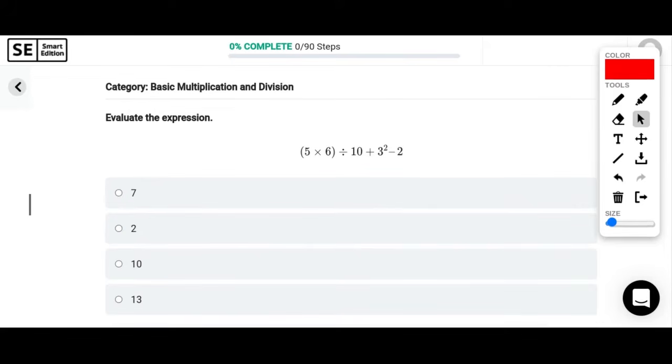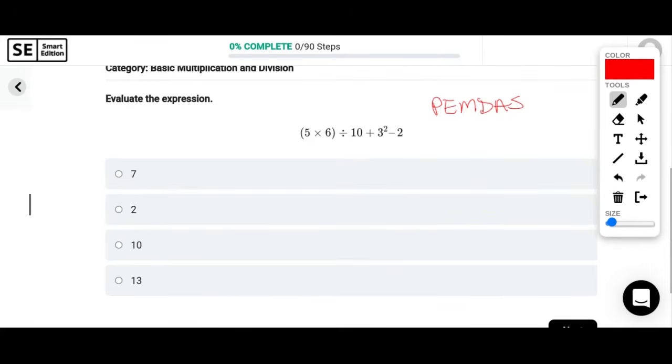Okay, here's another one of those order of operations or PEMDAS questions. If you want to pause the video for a moment and try this one on your own, see what you remember about the question we did before. I'm going to go ahead and jump into it.